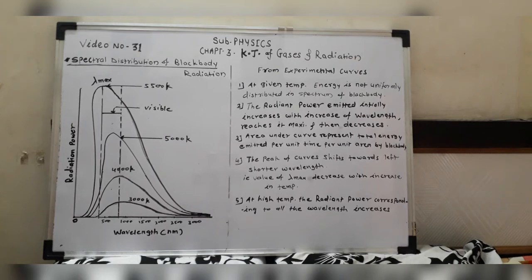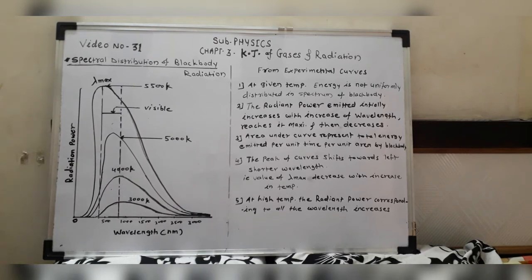This experimental observation indicated that the spectral distribution of the black body radiation depends only on the absolute temperature of the black body and does not depend upon the material of the body.